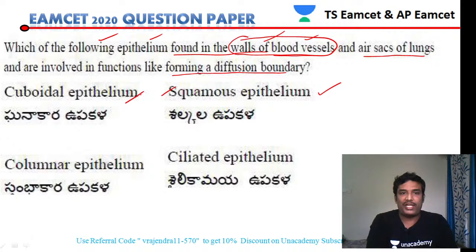Cuboidal epithelium is found lining the proximal convoluted tubule. So cuboidal epithelium is present in the proximal convoluted tubule, no doubt about it.